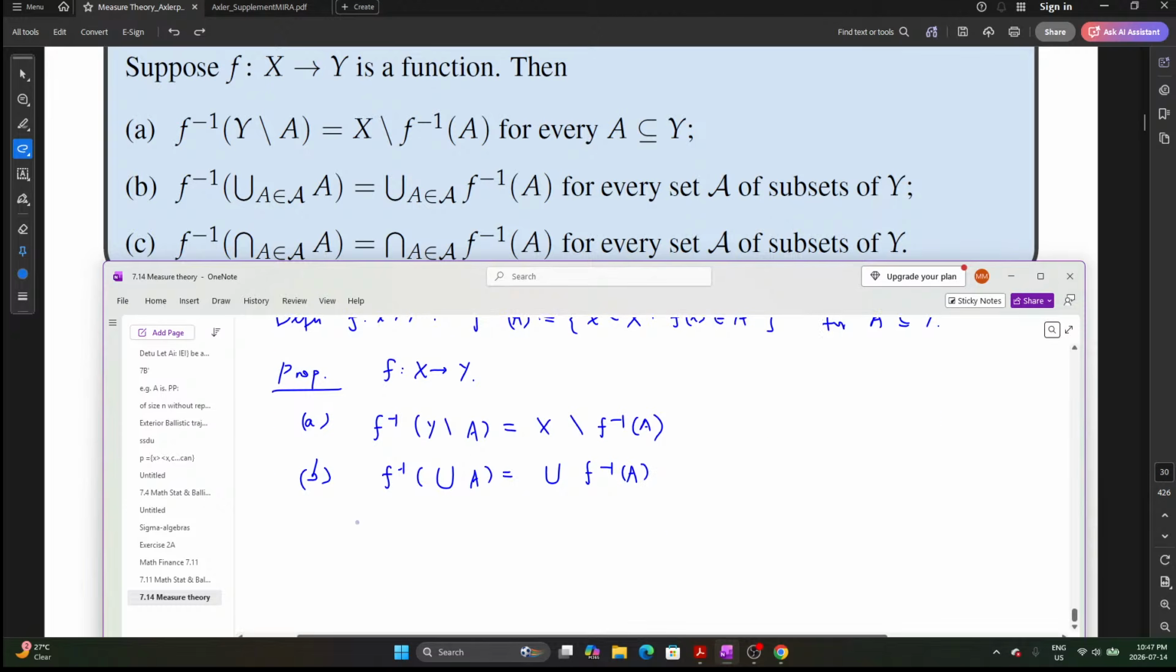Okay, so C. f inverse of the intersection is the intersection of the inverse images. So here the union stands for the union over some index set, and the intersection is the intersection over some index set as well. It does not have to be countable. Okay, so that's the proposition. Let's prove C.